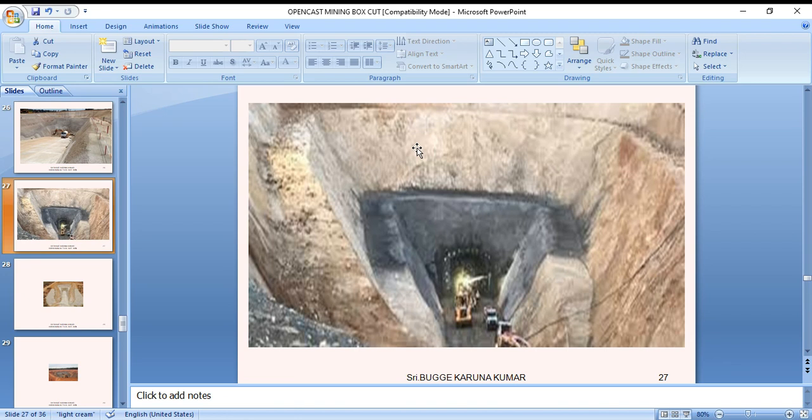The location of the box cut should be such that it serves the purpose of maximum mining area. If you put the box cut at one end, the other end will be mineral, so the transportation cost will be high. So the box cut should serve the entire area. Then we will get good results, and the objective can be fulfilled.